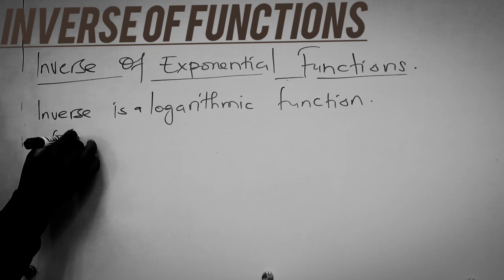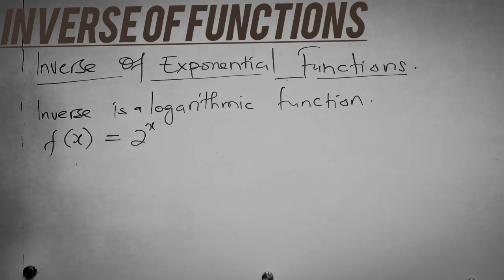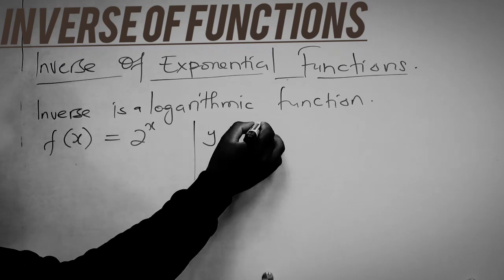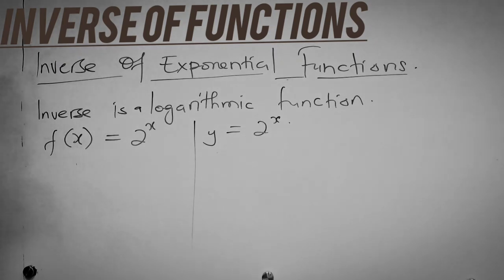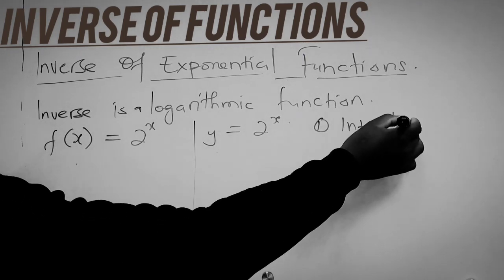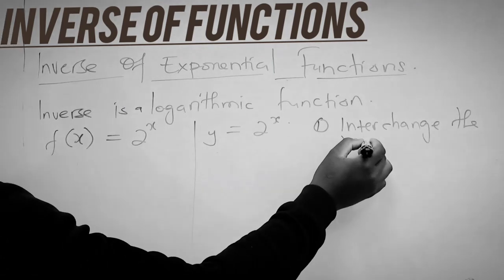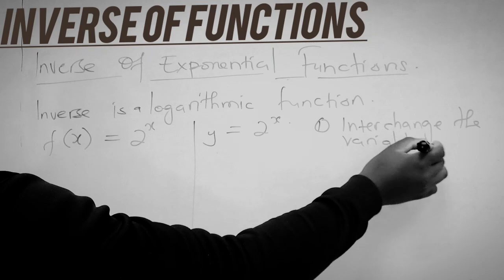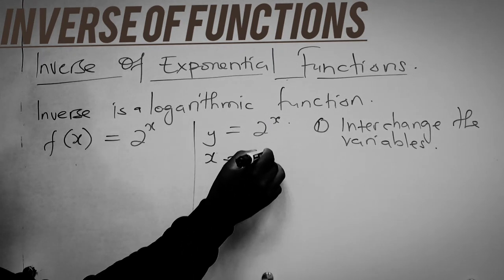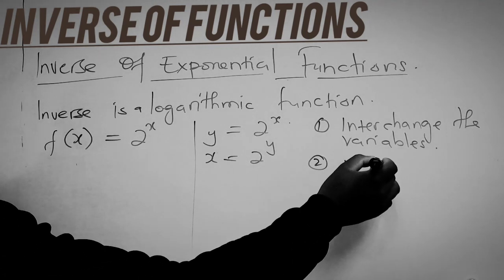Suppose we are given f of x is equal to 2 power x. So what we do when finding inverse, we write down this one in form of y is equal to 2 power x. So step number 1, interchange the variables, our variables, which is x and y. So this one will be x is equal to 2 power y. From there, make y the subject.